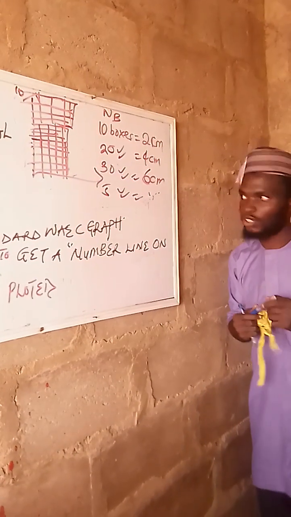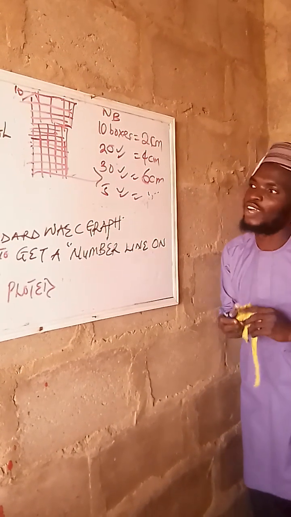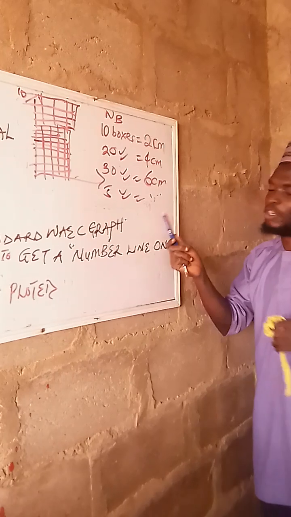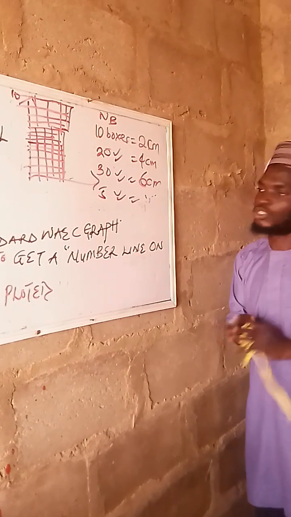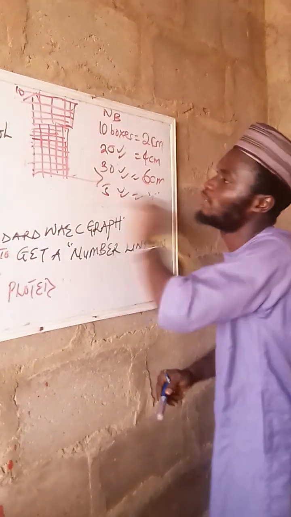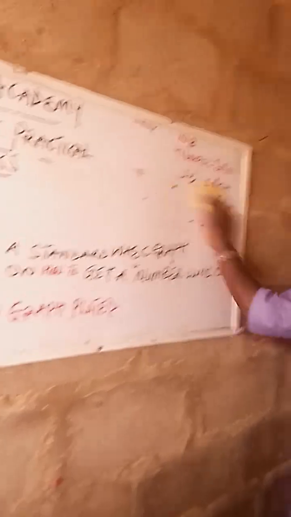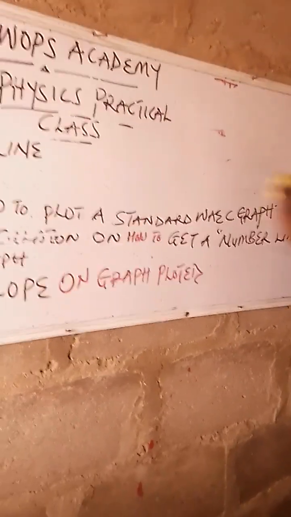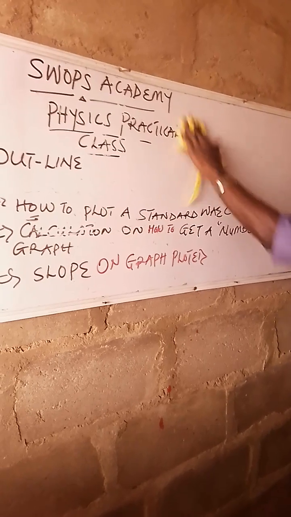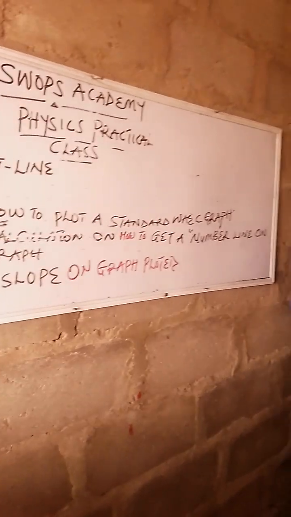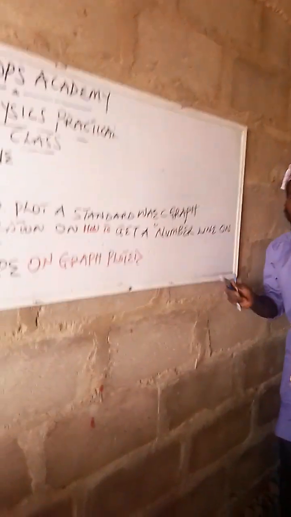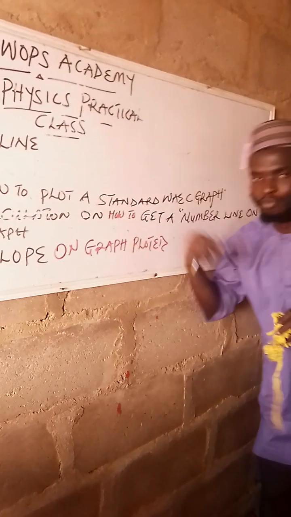That is a point of view that I need you to also answer for me, if you are truly following me. So that's one. Let's keep that. Now we are under how to plot a standard graph. In a nutshell, since we have gotten how to get 2 centimeter, 4 centimeter, 6 centimeter, and many more.